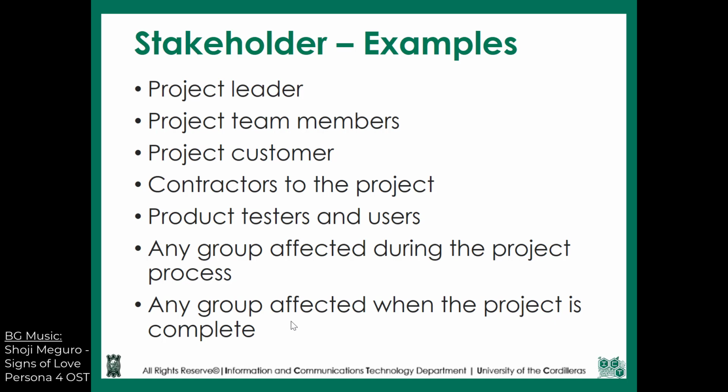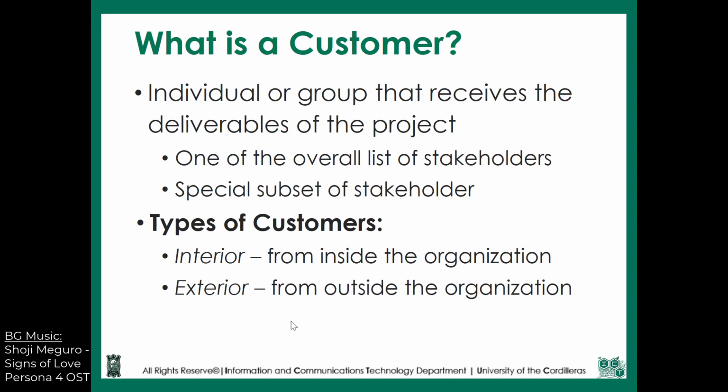So we have the project leader, the project team members, the project customer, and contractors to the project. The tendency is that the leader, the team members, the customer, and the contractors tend to be the ones involved in the project, because without them, the project would not really happen. You also have the product testers and users. These are the ones who are usually involved. Any group affected during the project process, and any group affected when the project is complete.